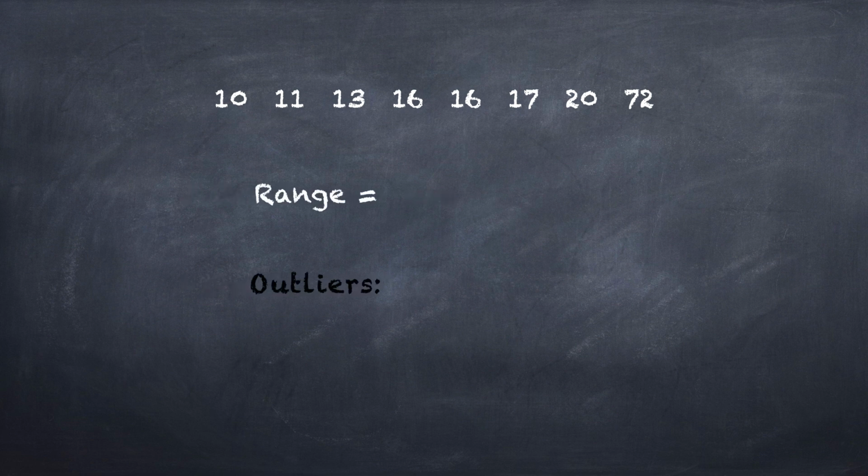So let's take this data set here. Let's calculate the range, and let's see if there's any outliers. So for the range, we're going to take the biggest number, 72, subtract the smallest number, 10, and so that's going to be a range of 62. And then are there any outliers in this data set? It doesn't really look like there's any outliers in the bottom part of the set, but once we get to the very top of the set, we notice that 72 is actually way more than all the other numbers. So 72 would be an outlier. It just falls way outside the range of the data set.